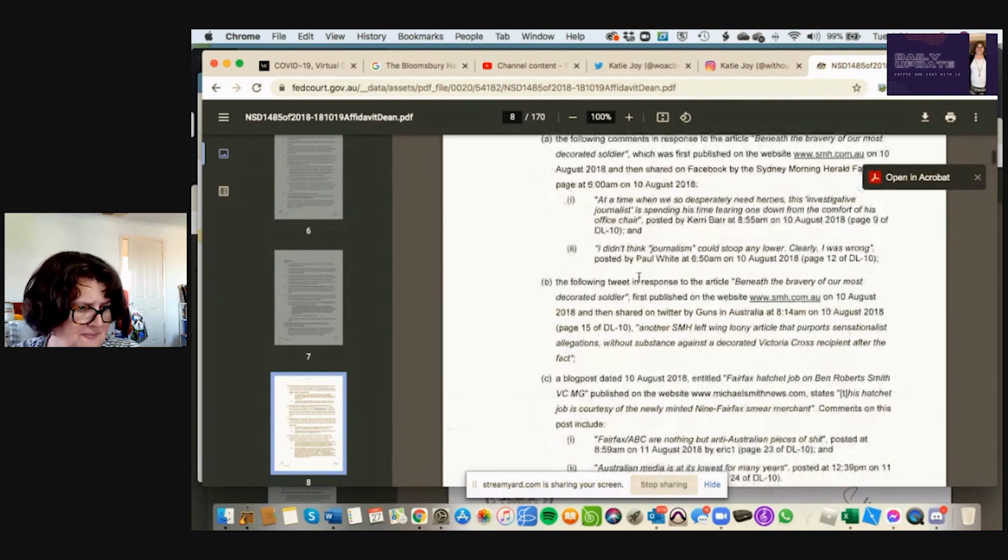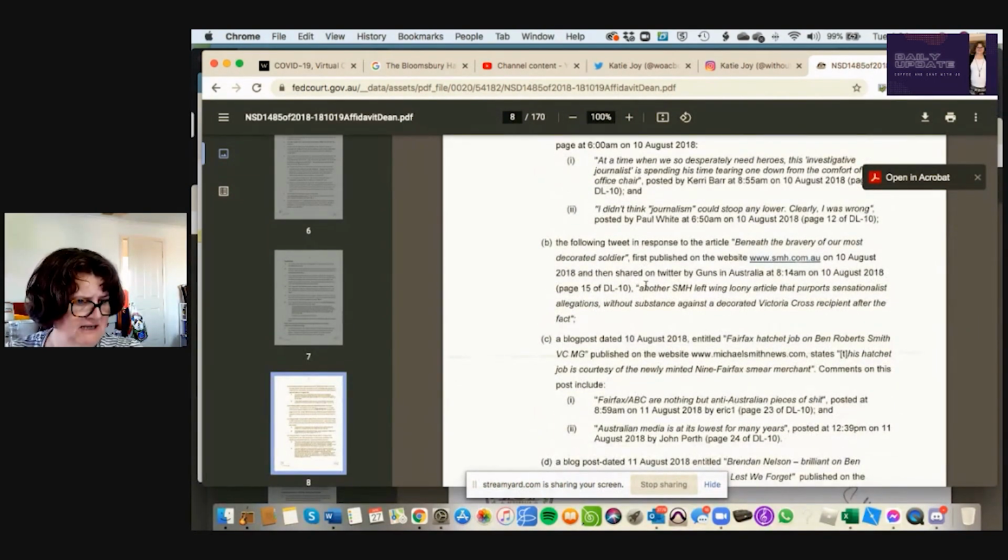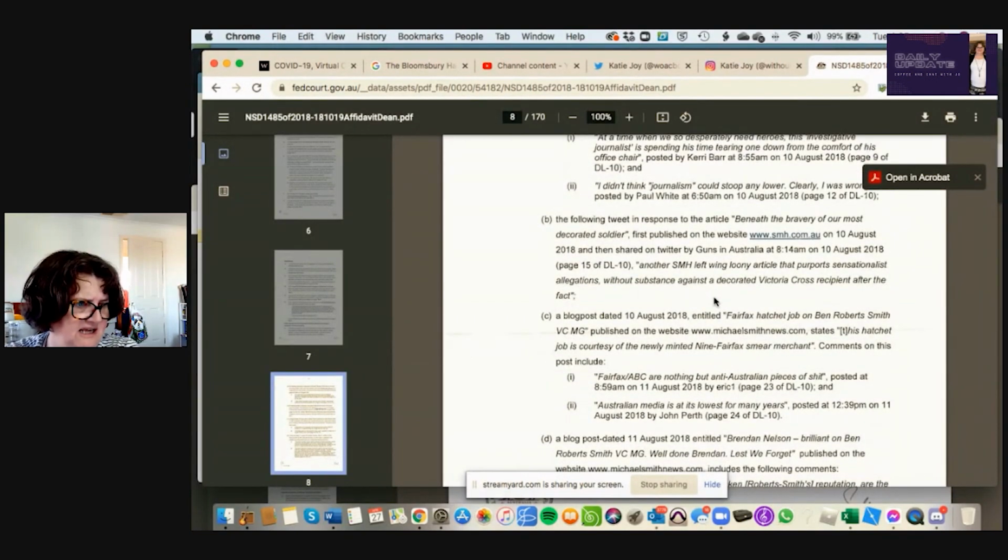Clearly, I was wrong. The following in response to the article "Beneath the Bravery of Our Most Decorated Soldier," first published on the SMH website on the 10th of August 2018, then shared on Twitter by Guns in Australia at 8:14 on the 10th of August: "Another SMH left-wing loony article that purports sensationalist allegations without substance against a decorated Victoria Cross recipient after the fact."